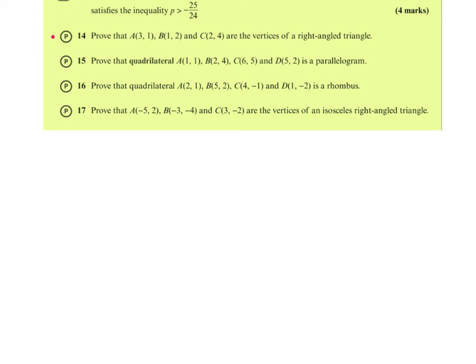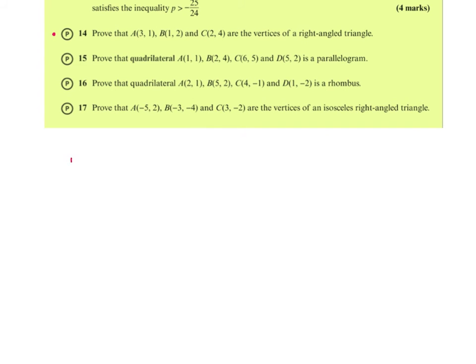Okay? So first of all, what do I need to do? I'm going to just draw them, just to get an idea of what's going on. A is 3, 1, roughly here. B is 1, 2, roughly here. And C is 2, 4, roughly here. Okay, so we need to prove that these are the vertices of a right-angled triangle.